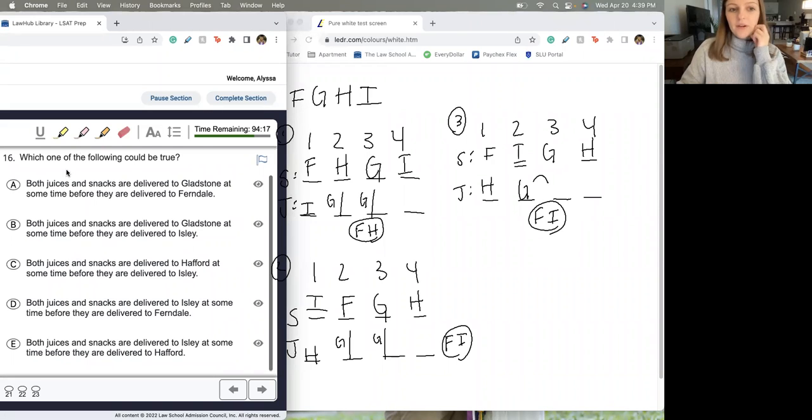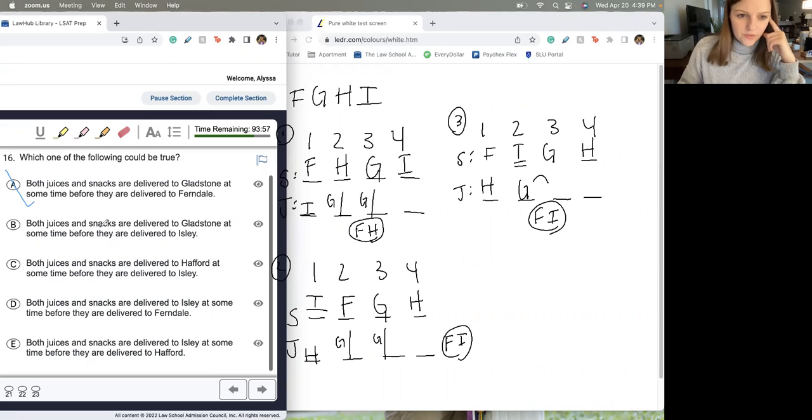I can't make that happen because first we're talking about both the juices and the snacks, so we have to look at both lines. And just looking at our snack line, which is the most full in all of our worlds, F is always before G. So I can never have G before F. So I don't even have to look at my J line. I know that that one is wrong.